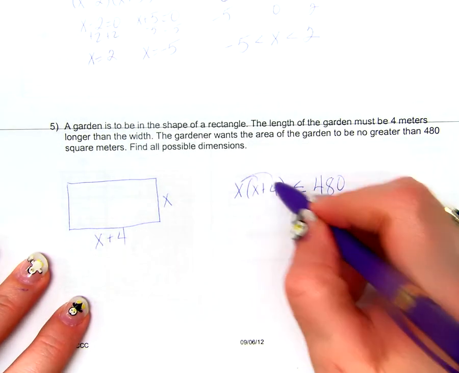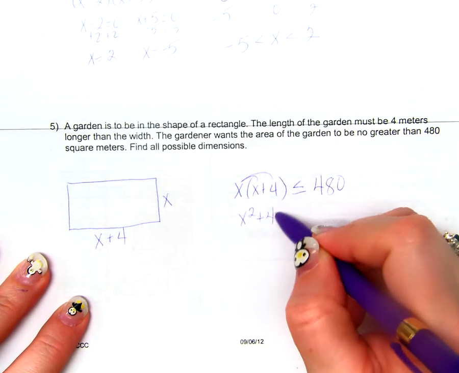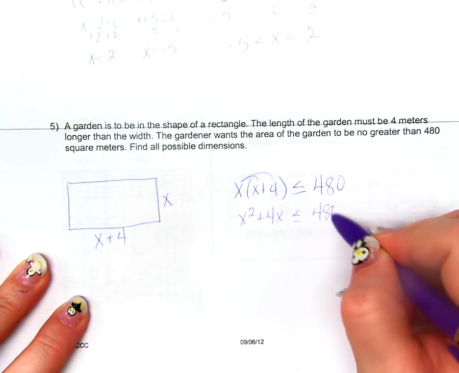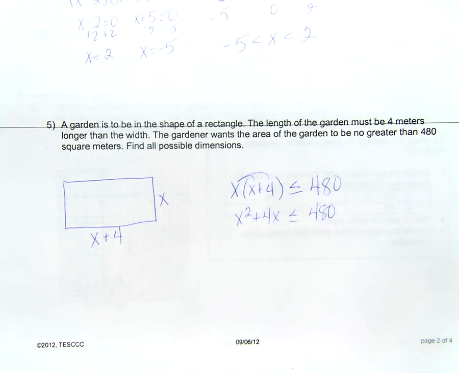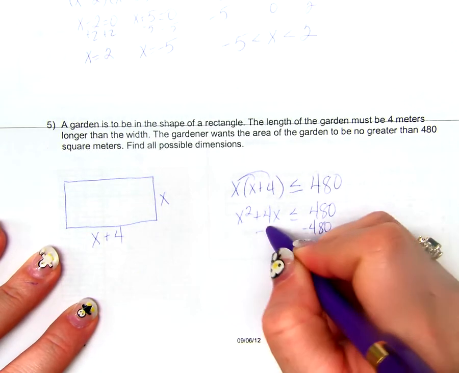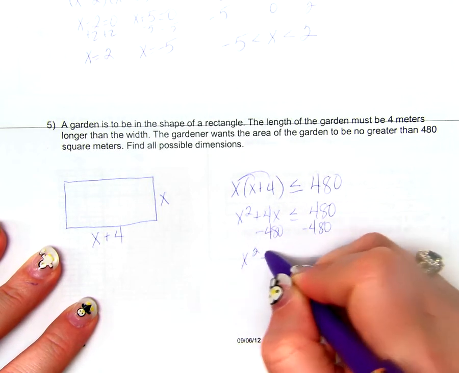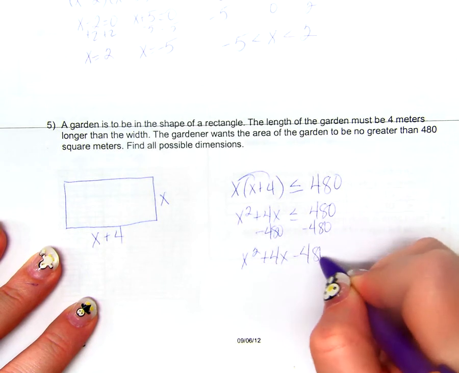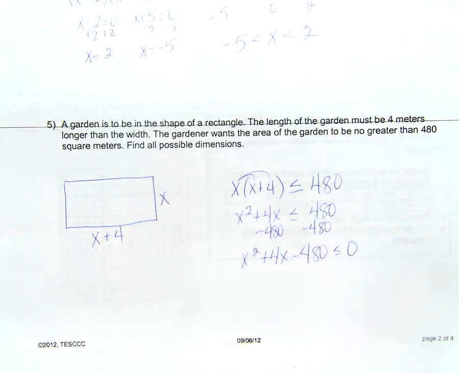We could distribute. X squared plus 4x is less than or equal to 480. Now what? It's a quadratic with only one variable, so I need it to be less than or equal to 0, right? So I subtract 480 from both sides, and I get x squared plus 4x minus 480 is less than or equal to 0. Now what? Factor or quadratic formula, right?